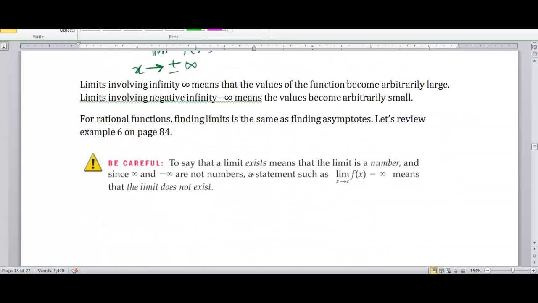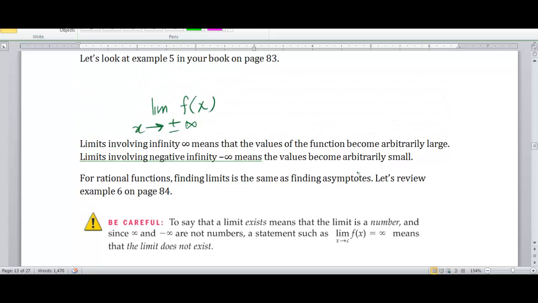Let's read this first. To say that a limit exists means that the limit is a number, and since positive and negative infinity are not numbers, a statement such as the limit of f of x as x approaches c is infinity means the limit does not exist. So we know you can never hit infinity because infinity is not a number, but you still want to write the limit is infinity or the limit is negative infinity.